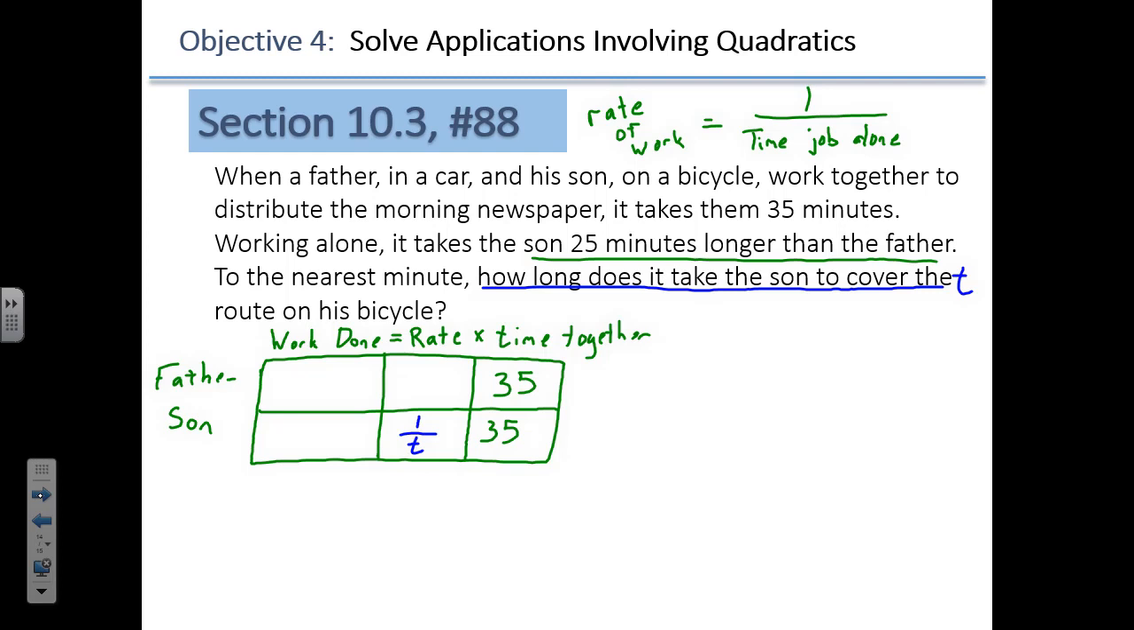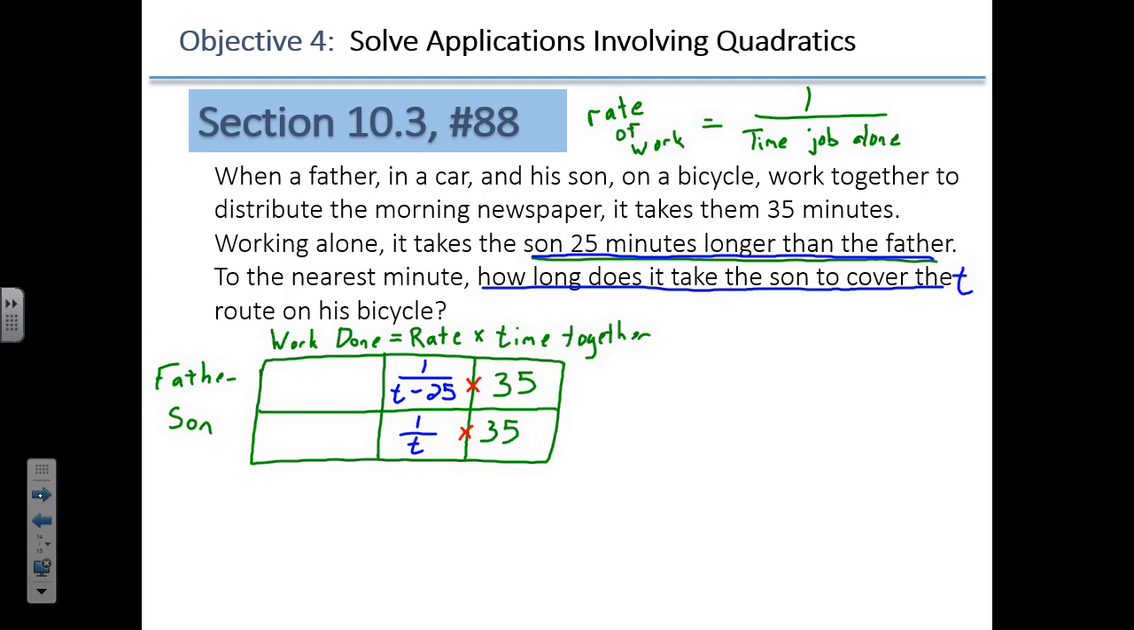We also know that it takes the son 25 minutes longer than it would take the father to do the job. So the father takes 25 minutes less to do the job. And we can say that the father's rate is 1/(t minus 25), since he needs 25 minutes less than the son does. Now we can use multiplication, the fact that the rate times time gives us our work done.